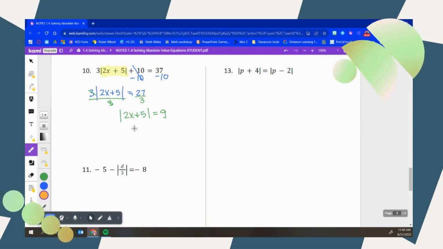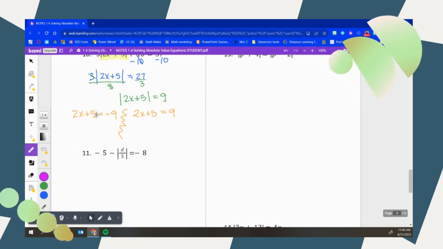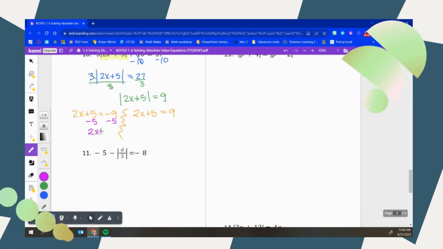So take the guts, 2x plus 5. We're going to make it equal to positive 9. And then over here, we're going to go 2x plus 5 equal to a negative 9. You okay? Now solve each one of those equations. So I need to get rid of the positive 5, so minus 5, 2x equals a negative 14. Divide by 2, x equals negative 7.